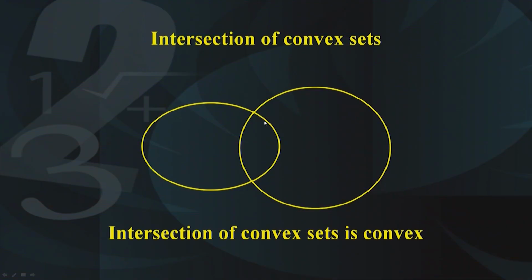Next, let us look at the case of intersection. This is the set S1 and this is the set S2, both of these circles are convex, as we can very well see, and also the intersection of these two circles, that is this region over here, is the intersection and you can very well see that it is convex. So, the intersection of any two convex sets is also convex, this is always true.